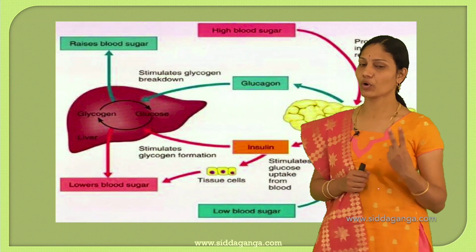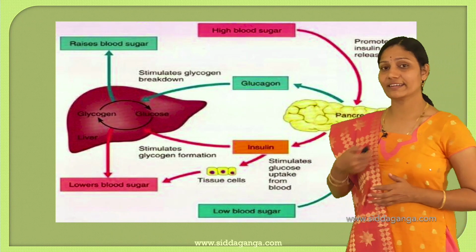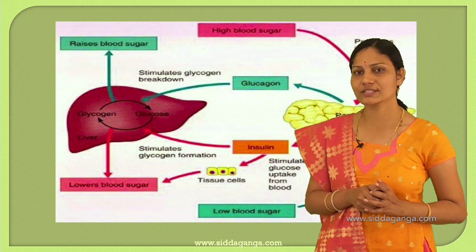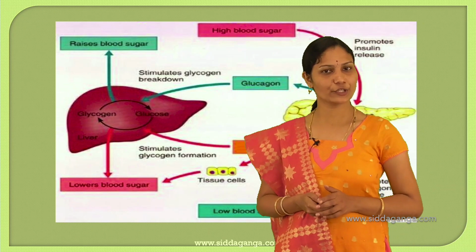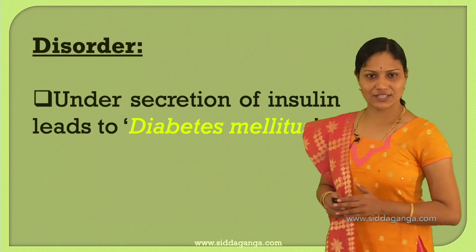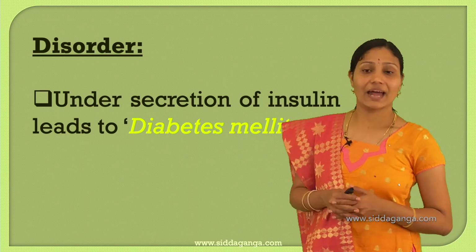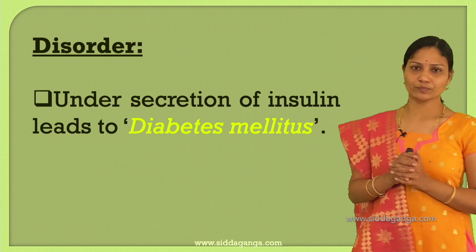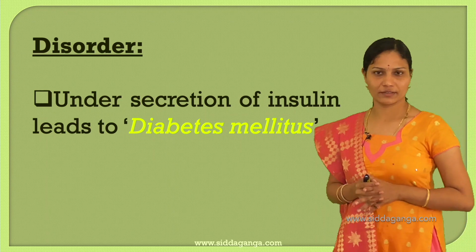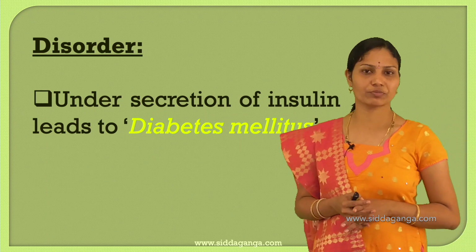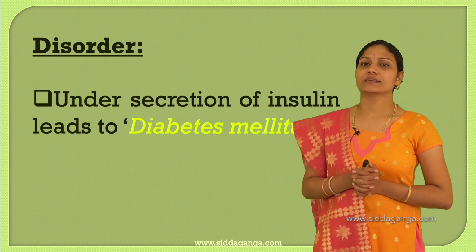Two important hormones, insulin and glucagon, are secreted by the islets of Langerhans located inside the pancreas. Is this clear to you? Now let's understand what happens if it is secreted in less quantity. Undersecretion of insulin leads to diabetes mellitus, the most famous, most common disorder found in most human beings, irrespective of gender, is diabetes mellitus.